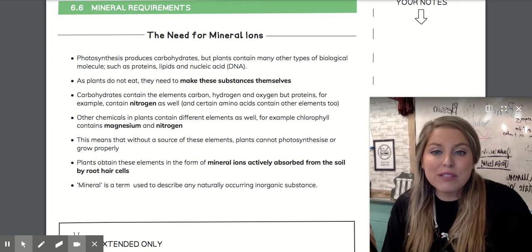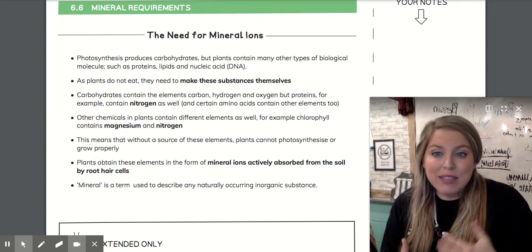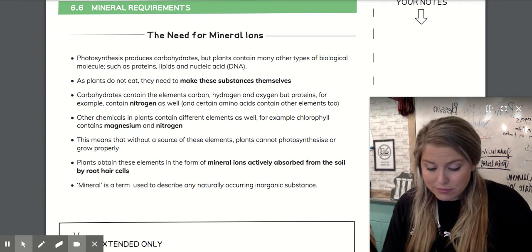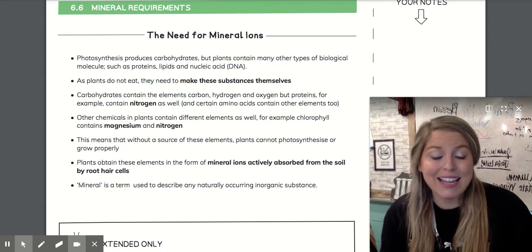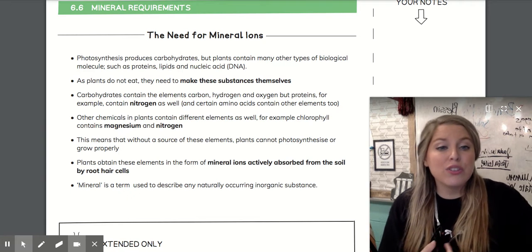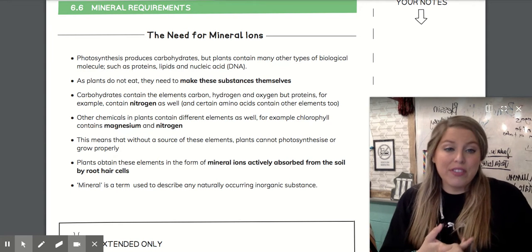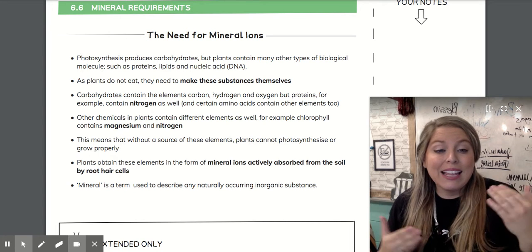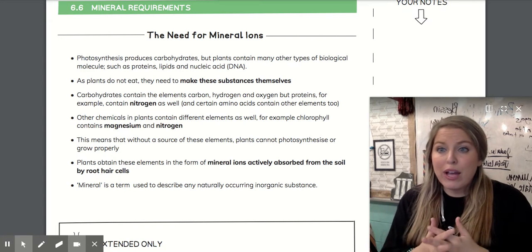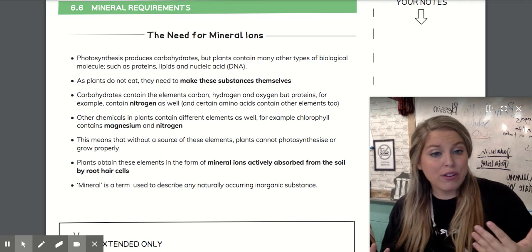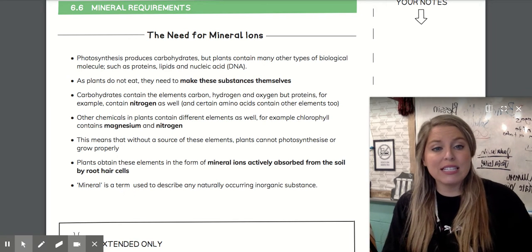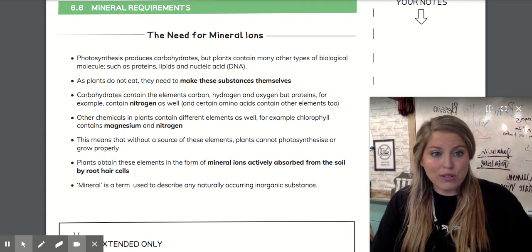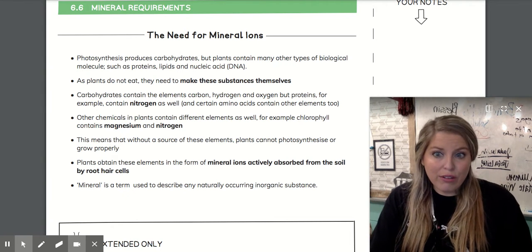So other chemicals that plants must have for chlorophyll to be created: it contains magnesium and nitrogen. So magnesium is also another mineral ion that has to be absorbed from the soil. And if y'all think, okay, well, how is it going to get magnesium? If you've ever heard of farmers using fertilizers or any type of organic matter that can be applied to the soil to ultimately increase growth, okay?